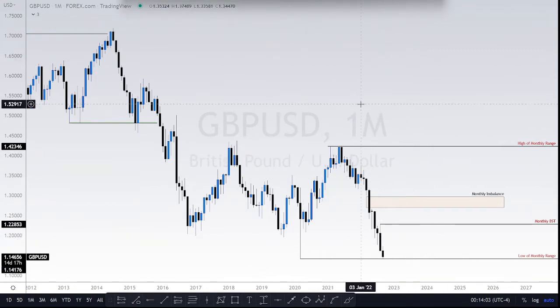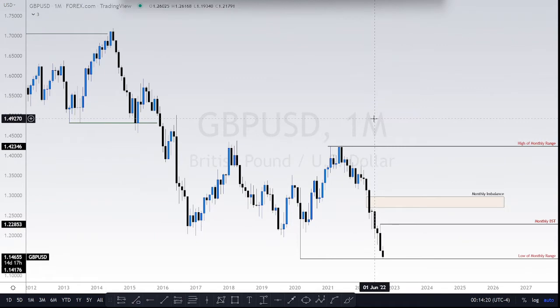Now, I'm just going to start off on the monthly time frame. I'm not going to spend too much time on this because it's exactly the same projection as I projected at the beginning of the week. I am anticipating price to either break below the low of the monthly range and thereafter make a move towards the monthly buy side target.